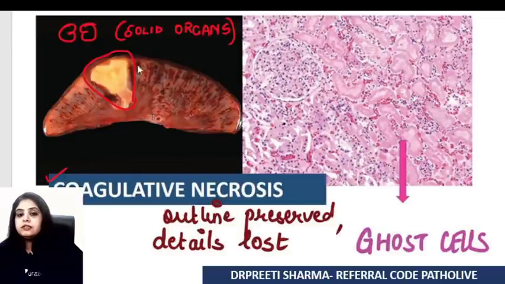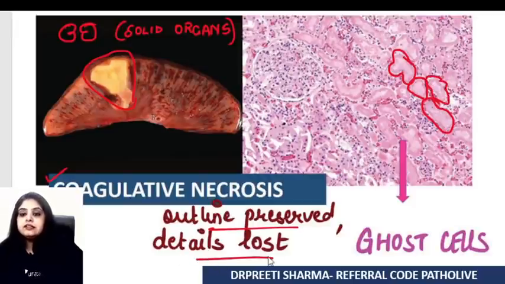So now when I look at this wedge-shaped coagulative necrosis, when I look at it under the microscope, I see these pinkish outlines, right? Only the outlines of the cells are left. Do you see any blue color nucleus inside it? Do you see any details inside it? No. So clearly the details are lost.